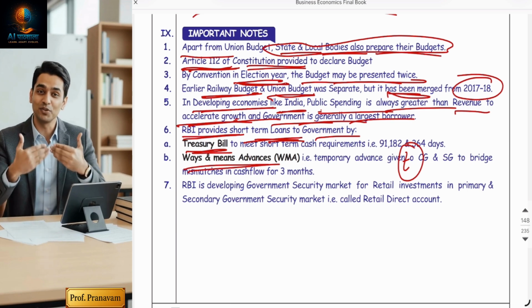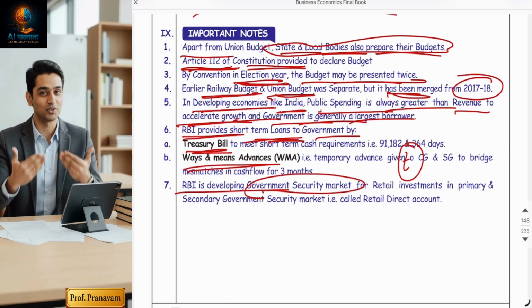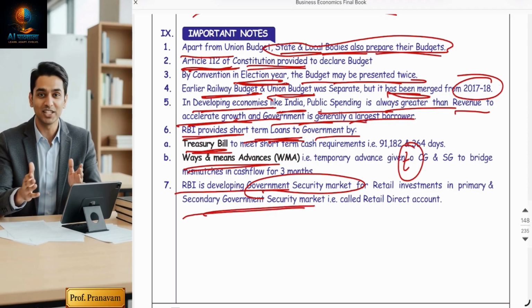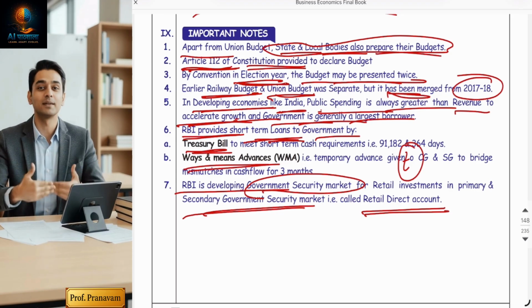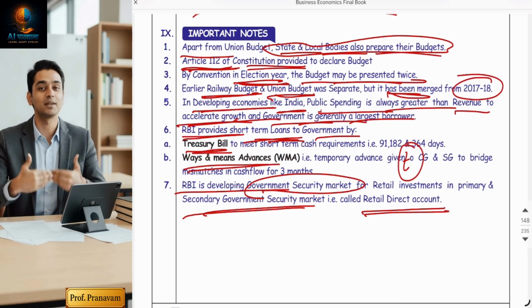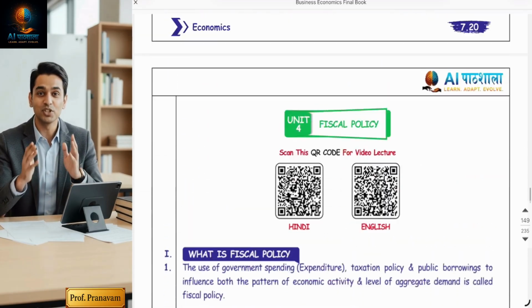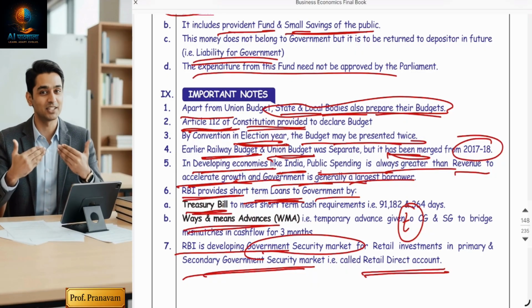And last but not the least, the RBI is also developing a government security market. We can call it the G-Sec market, now for retail direct accounts. Once this market is developed, the government will no longer face funding problems. So friends, this was the entire chapter. Very interesting. I hope you understood this.